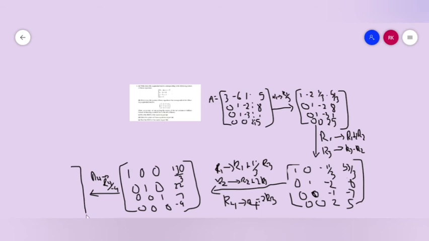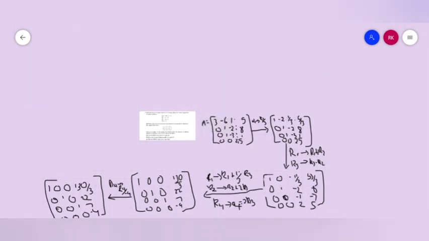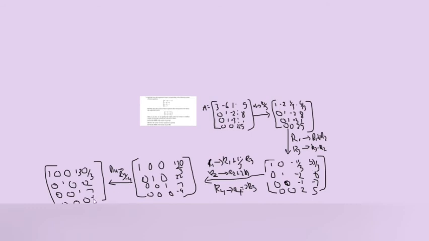So we can get a matrix like this: 1, 0, 0, 130 upon 3; 0, 1, 0, 22; 0, 0, 1, 7; 0, 0, 0, 1. This is also 1, so these are the pivots.